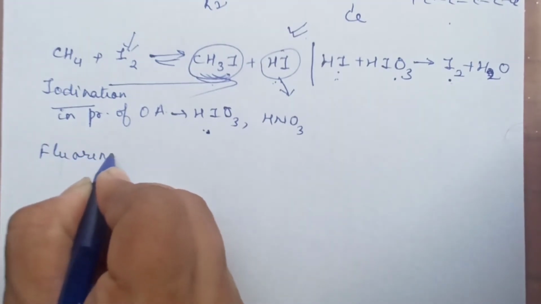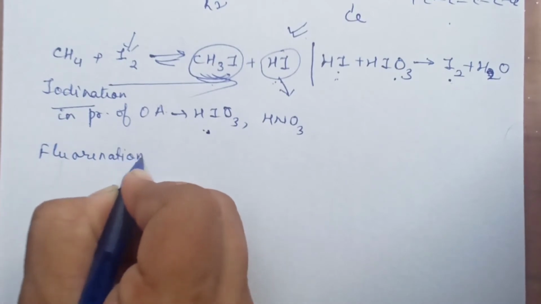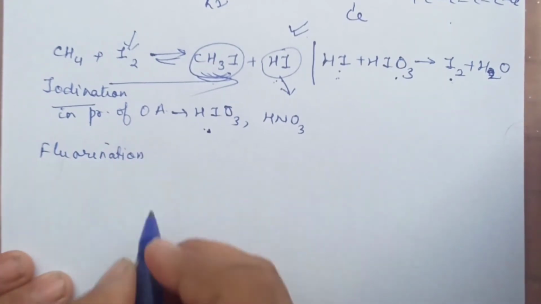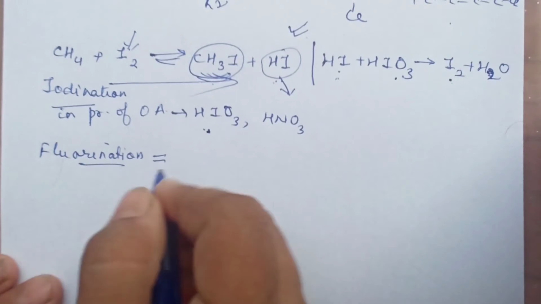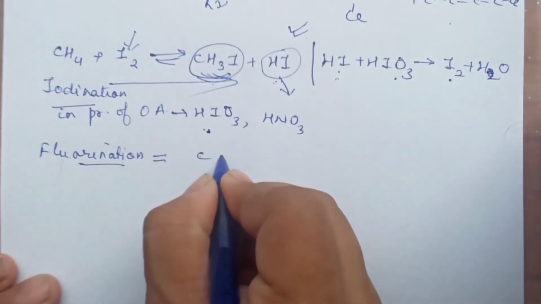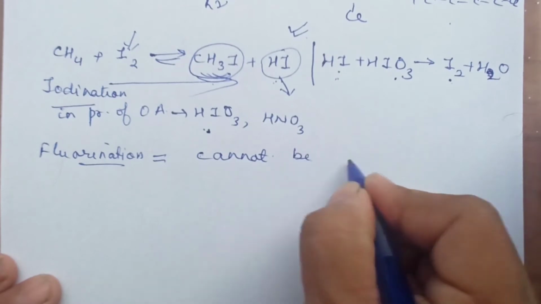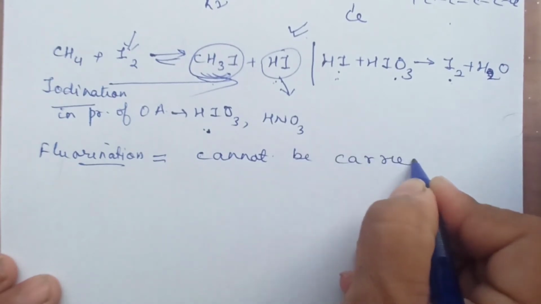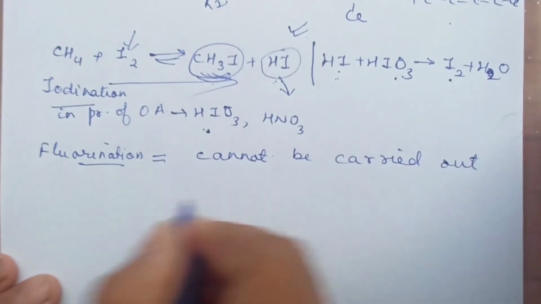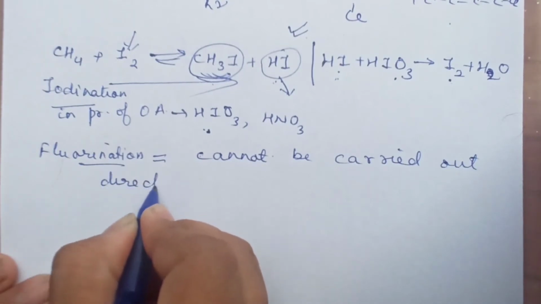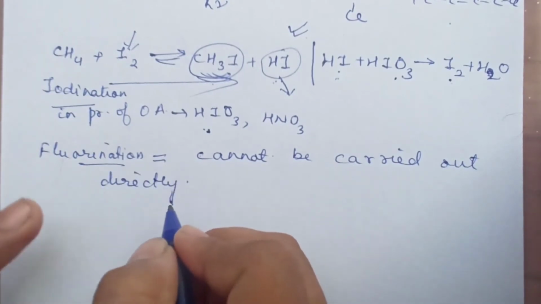Then another question asked is about fluorination. Now what is the question asked here? Fluorination cannot be carried out easily. It is never carried out, cannot be carried out directly. Now why? We are going to discuss why it cannot be carried out directly.